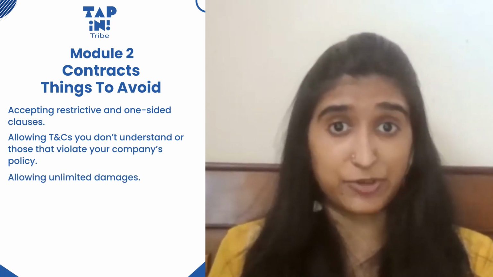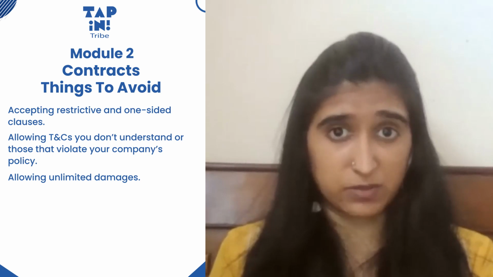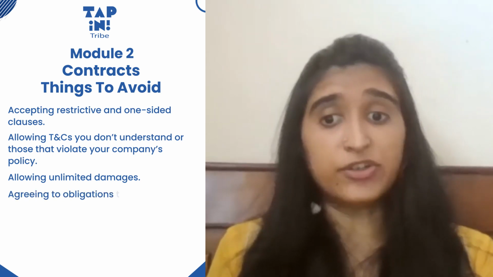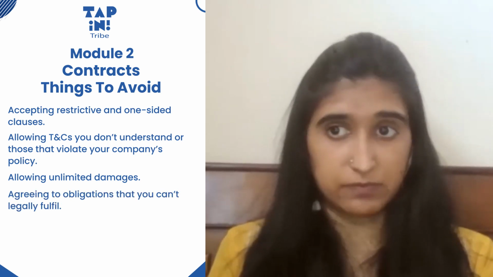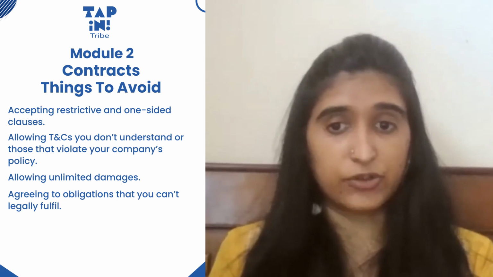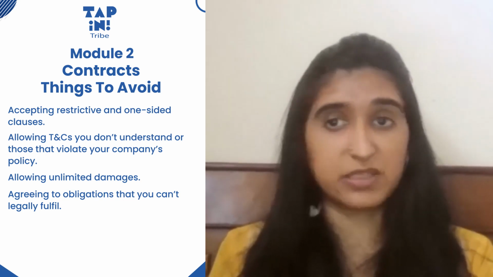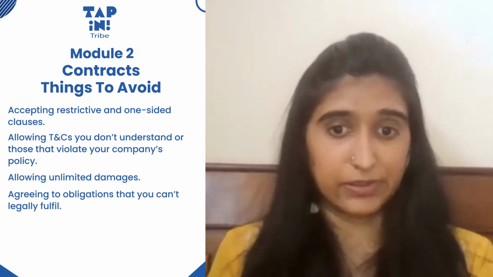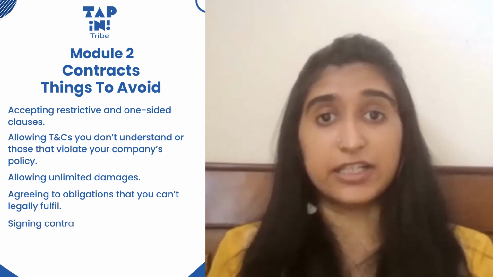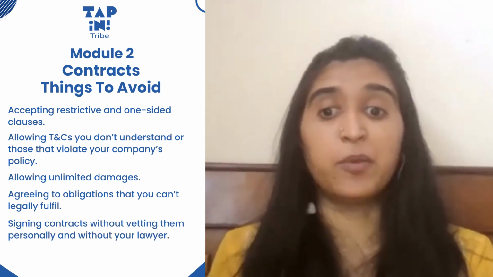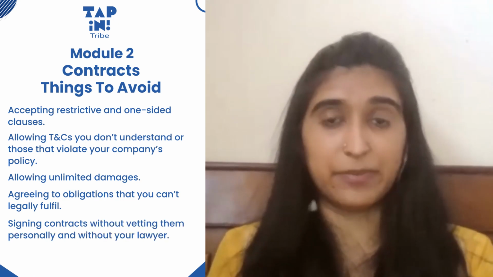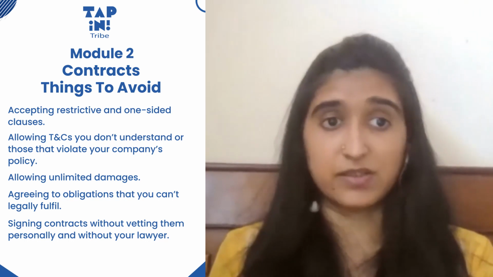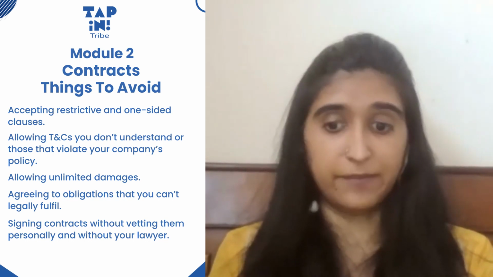Don't allow unlimited damages. Quantify your damages to the extent possible. Do not agree to obligations that you can't legally fulfill, right? You cannot do that. It's not permissible to have a contract, as we said, that goes against the law of the land. And do not sign contracts without vetting them personally and without your lawyer having looked at them and given you the green signal. These are things that you want to avoid. Yeah. All right. So that brings us to the end of module 2.